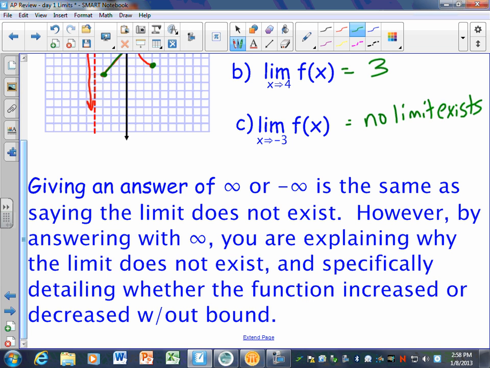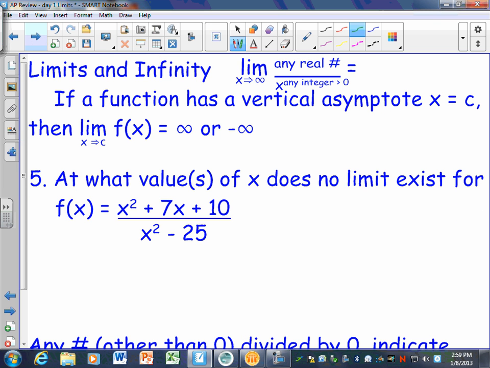Okay, the other big thing I want to touch on with you is how limits relate to asymptotes, and it seems like that's showing up more and more on the AP test every year. So I threw a lot of stuff in here, but limits and infinity. Forget the limit part at the top for a minute and just read what my sentence there says. It says, if a function has a vertical asymptote at x equals c, then the limit as x approaches c will always be infinity or negative infinity. So if you take the limit and you get an answer of infinity or negative infinity, that means there's an asymptote. If you know there's an asymptote, that means the limit's going to go to infinity or negative infinity.